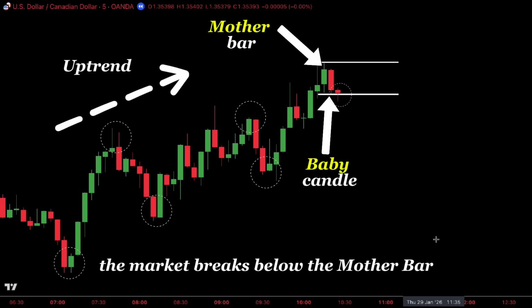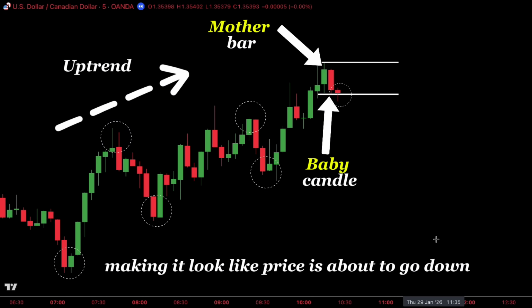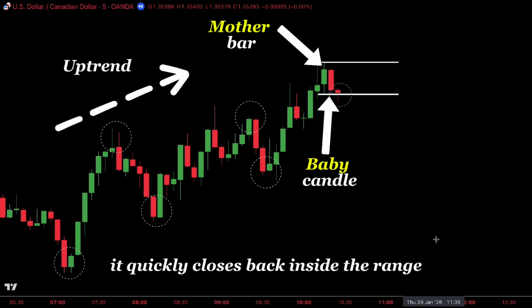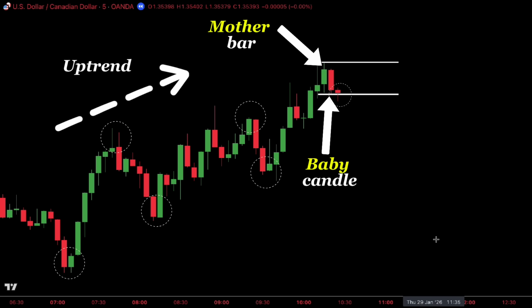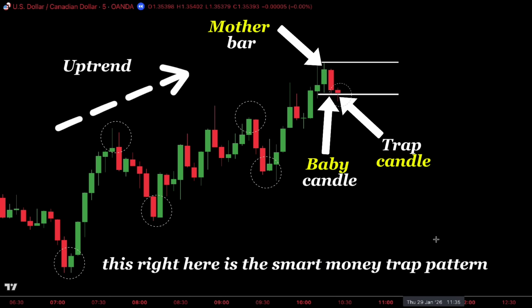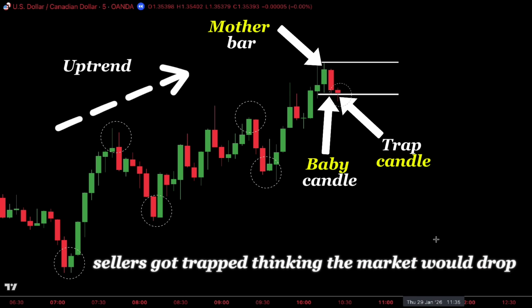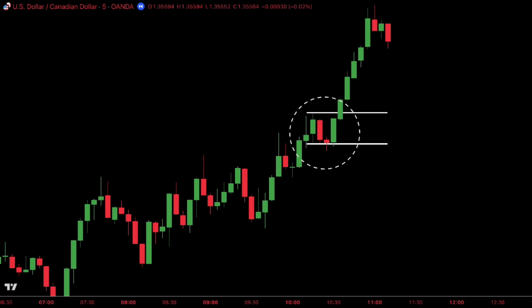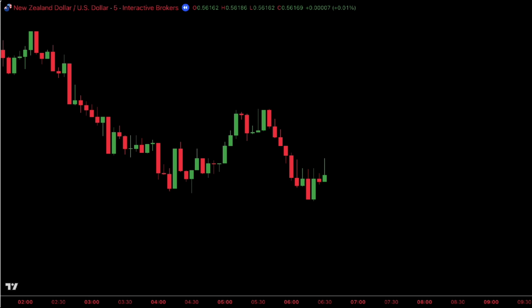The market breaks below the mother bar, making it look like price is about to go down. But instead of continuing lower, it quickly closes back inside the range. This right here is the smart money trap pattern. Sellers got trapped, thinking the market would drop. But look at what happens next. Price reverses, pushes up, and continues moving higher with momentum. Now look at another chart example.